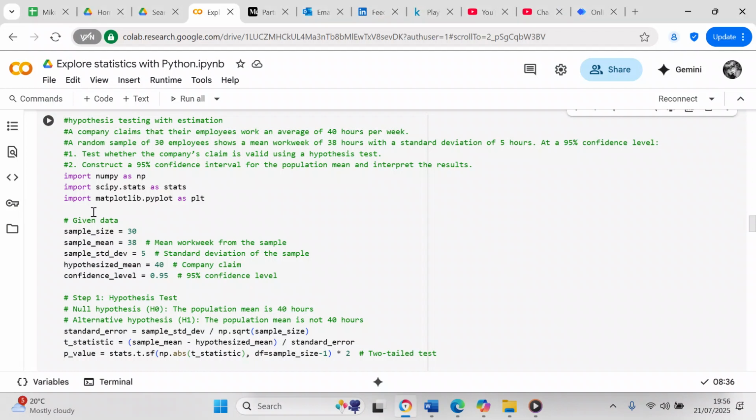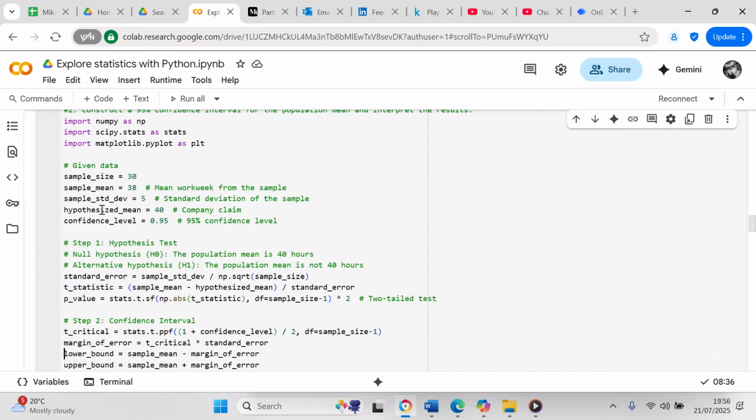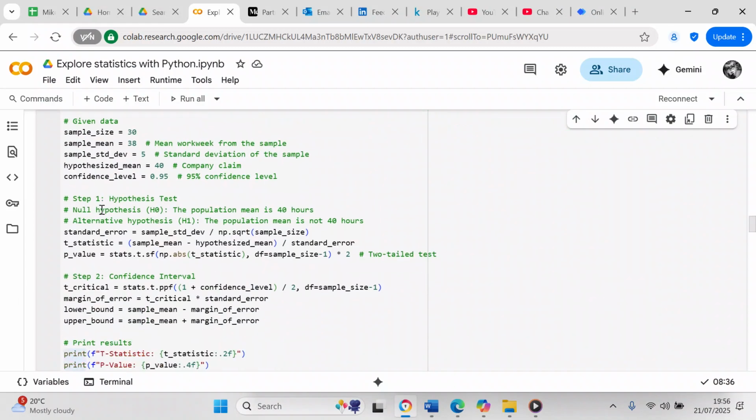So we're going to define our variables. Sample size is 30, sample mean is 38, sample standard deviation is 5, hypothesized mean is 40, and confidence level is 95%. The first thing we're going to do is set up our hypothesis test. The null hypothesis is the population mean is 40 hours.